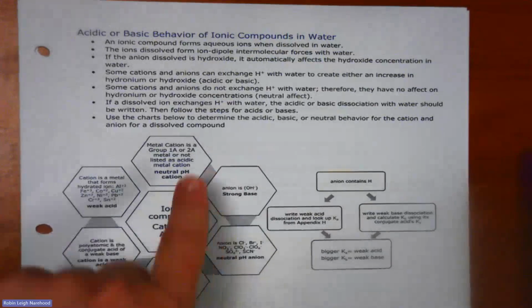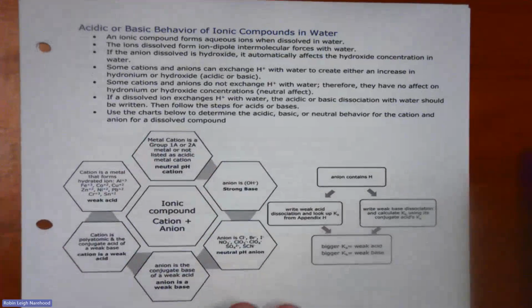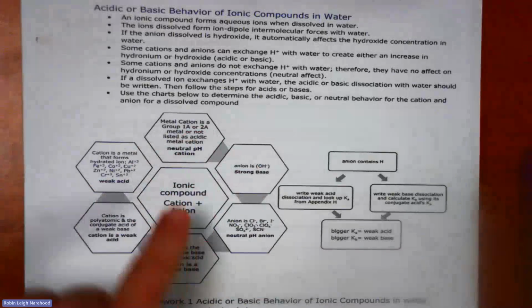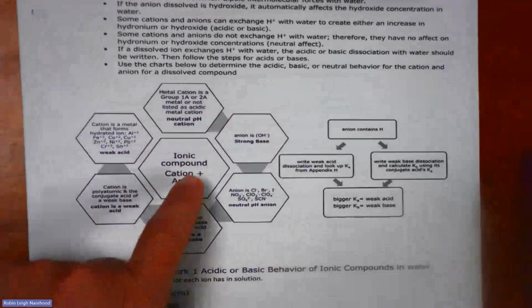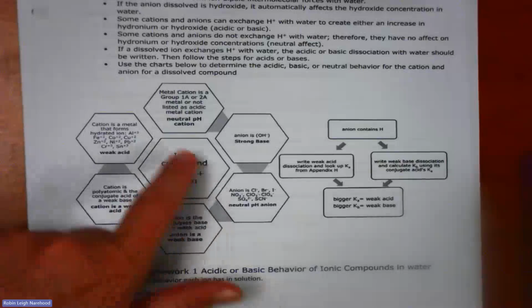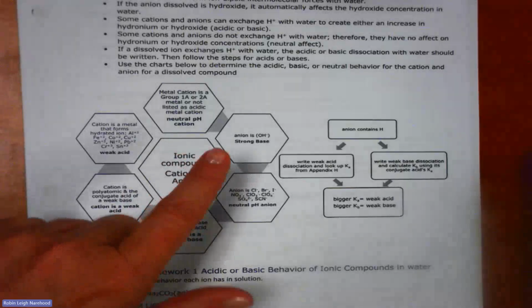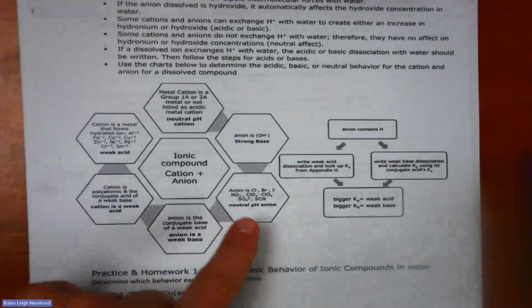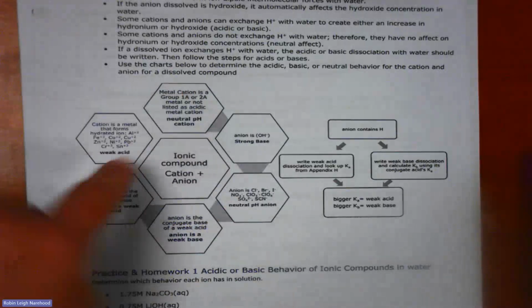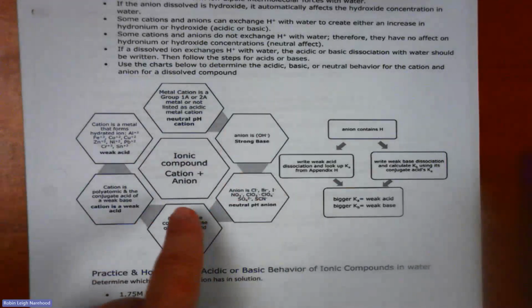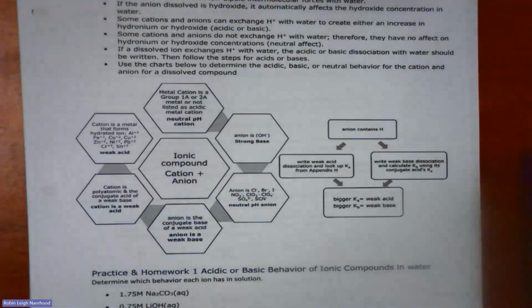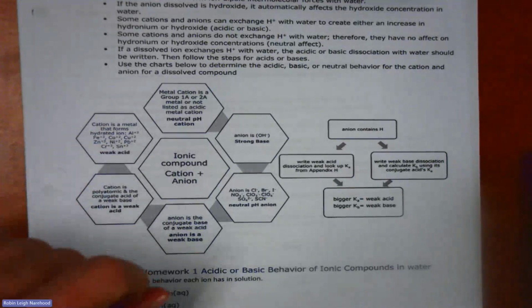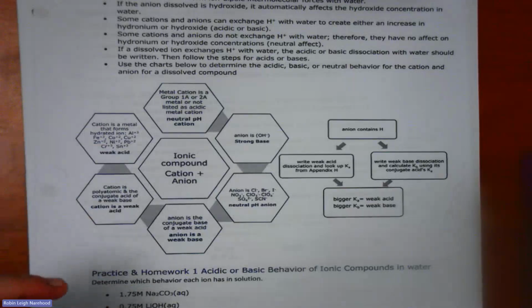Okay, so I have a little chart. This is one I created here. If you don't like it, then create your own. But right here in the middle, we have an ionic compound and there's a cation and anion. And what I have is 6 hexagons, and these 3 are cations and these 3 are anions. So for every compound you're going to find 1 hexagon for your anion and 1 hexagon for your cation.